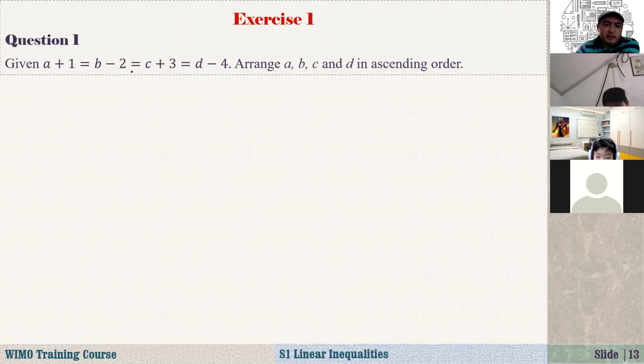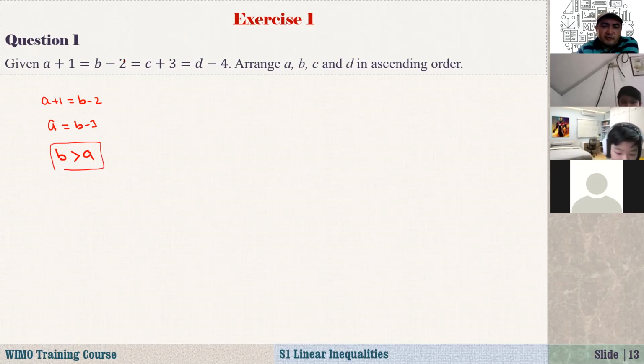So now let's do it one by one. Here, a plus 1 is equal to b minus 2. If I subtract 1 from both sides, a plus 1 minus 1 is equal to a. Now here we have b minus 3. So if you subtract 3 from b, then that's equal to a. That means b is greater than a. That's our first observation.